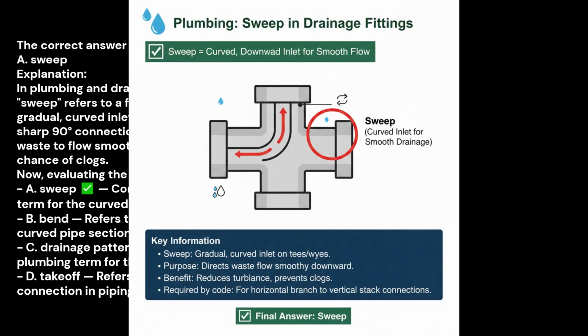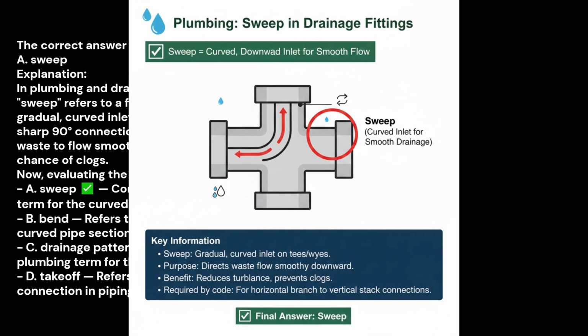The correct answer is A. Sweep. Explanation. In plumbing and drainage systems, a sweep refers to a fitting with a gradual, curved inlet, as opposed to a sharp 90 degrees connection, that allows waste to flow smoothly, reducing the chance of clogs.